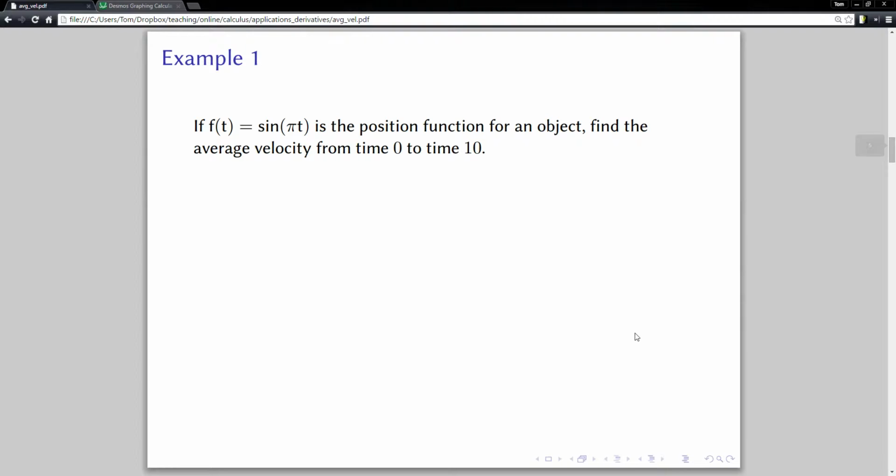All right, let's take a look at an example. If f of t equals sine of pi t is the position function for an object, find the average velocity from time 0 to time 10. Okay, so we have the position function. We're going to use this formula for the average velocity. The first time period is 0, so that will be a, and the later time period is 10, so we would plug 0 in for a and 10 in for b, and that's what we would get.